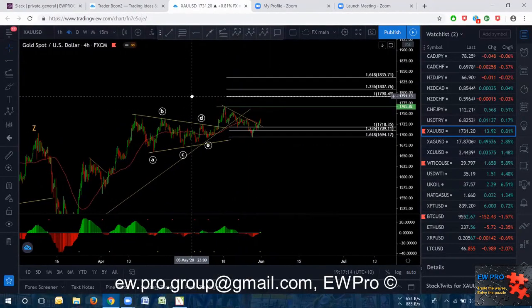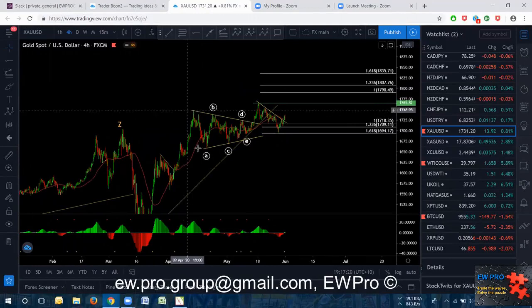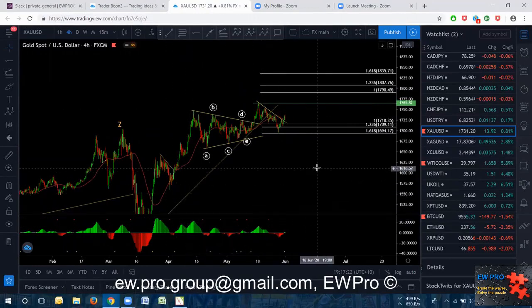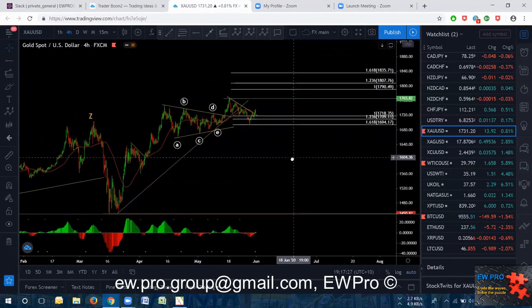There's really not much room up. We're getting a lot of bearish divergence. You can see it on the H4. We got a lot of bearish divergence. So again, there's not much really to trade.